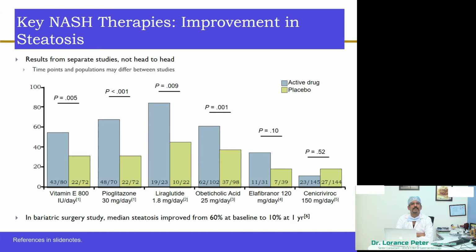Some new drugs have also come. The old drug is vitamin E, used at a dose of around 800 milligrams per day. It reduces liver inflammation and normalizes the liver enzymes, so it is used predominantly as an adjunct therapy in fatty liver.